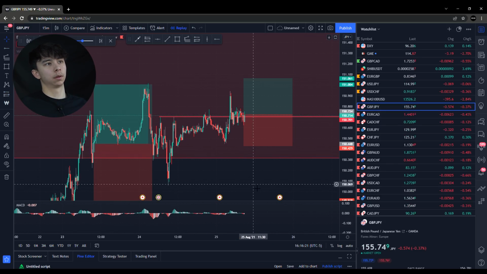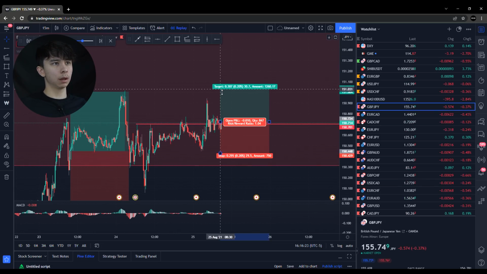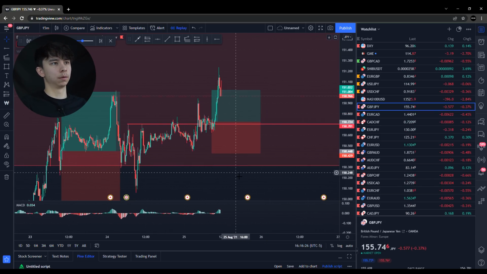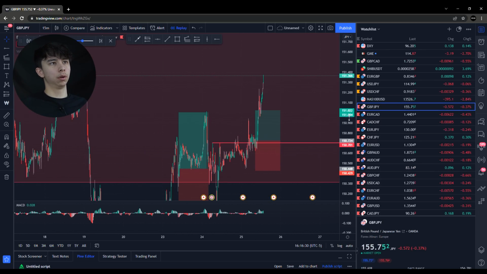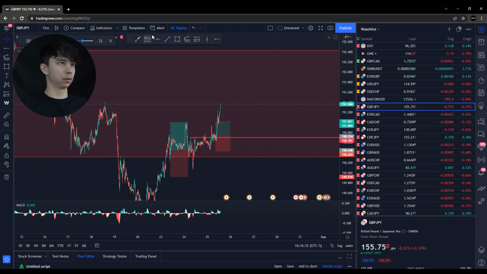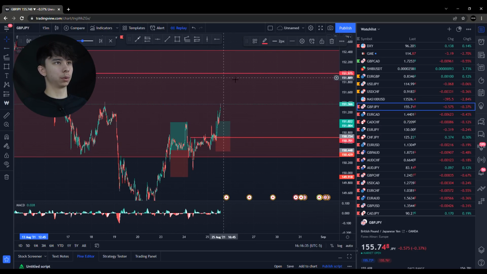Set my stop loss nice and below. Have a quick little 1-to-1 trade, right? It's very simple. Cool. All right, I'm in that trade there. And I know price should continue a little bit higher, right? So let's say I think price will at least come up to here.